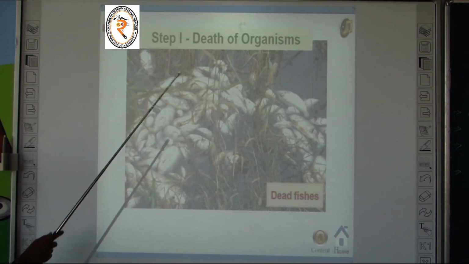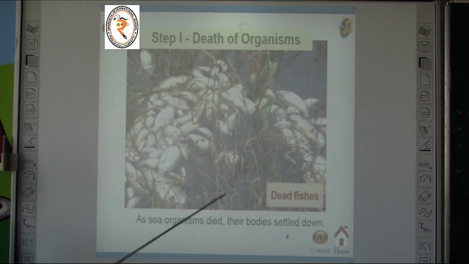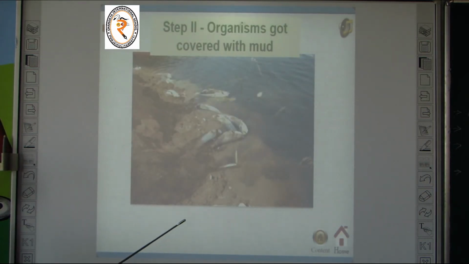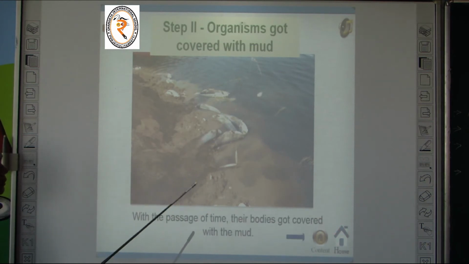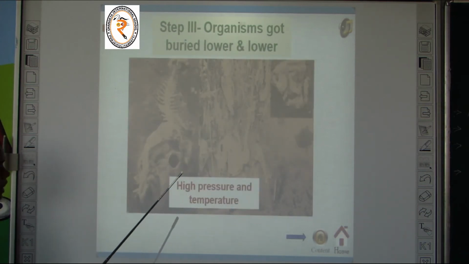See step 1, death of organisms. Look at the picture. Sea organisms died, their bodies settled down. So these are all dead pieces. And step 2, organisms got covered with mud. Look at the picture, the dead organisms are covered with mud. With the passage of time, their bodies got covered with mud. And the third step, organisms buried lower and lower. Due to high pressure and temperature, they settled down in the earth.